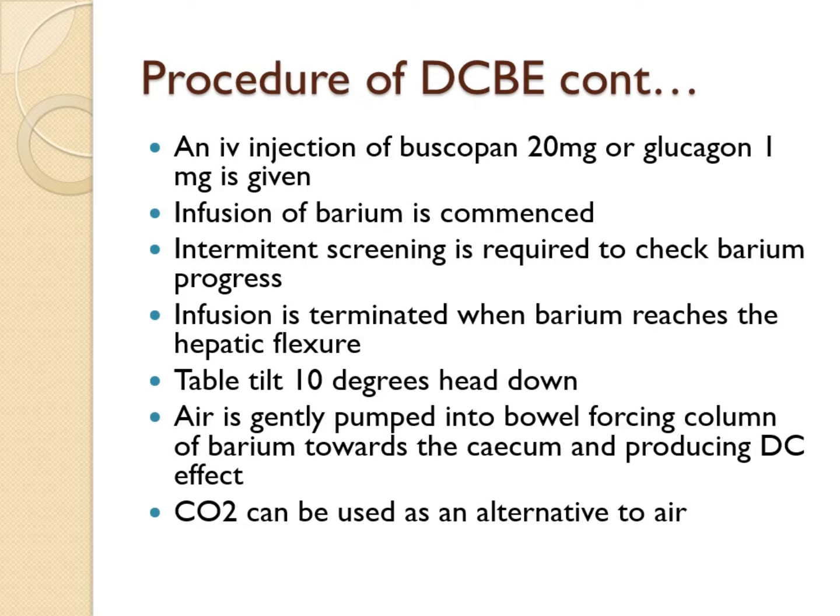Intermittent screening is done by either X-ray or fluoroscopy, and the insertion of the barium is terminated at the level of the hepatic flexure, tilting the patient 10 degrees. After that, air is inserted gently with the pump into the bowel, forcing the column of barium toward the cecum and producing double contrast.